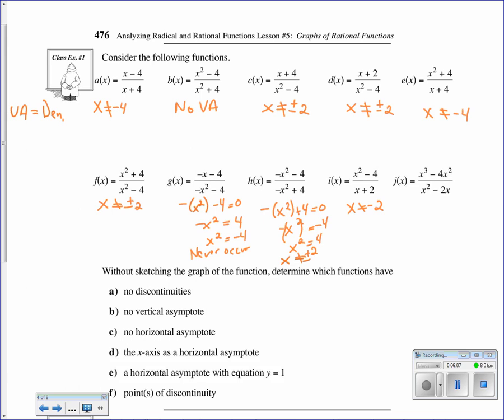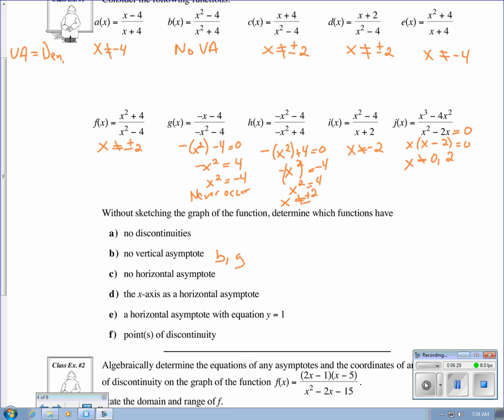Here I've got a problem in saying that x squared minus 2x equals 0. Factor an x out. That's x times x minus 2, which means x cannot equal 0 and x cannot equal 2. So I found all my vertical asymptotes.